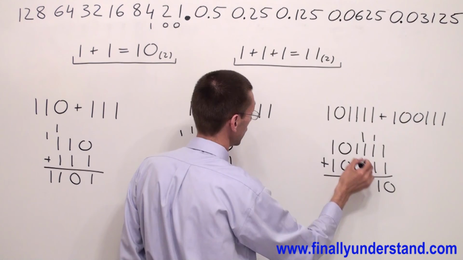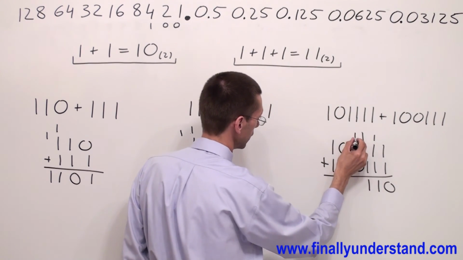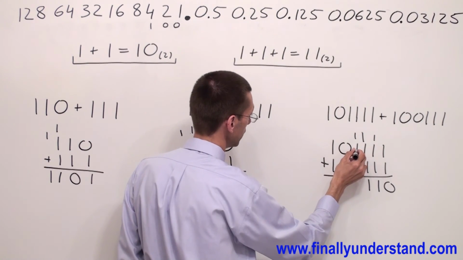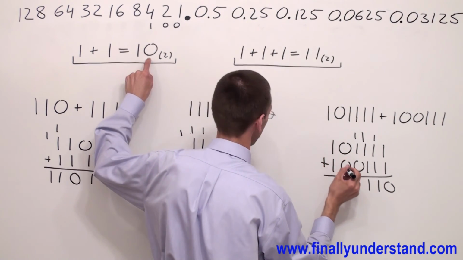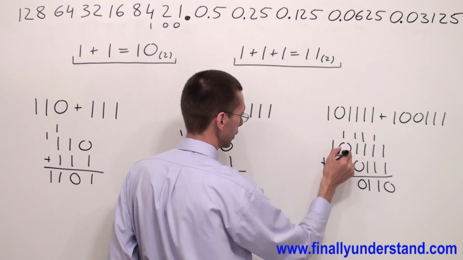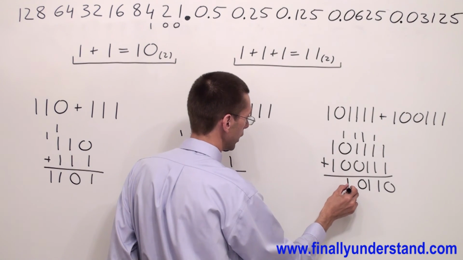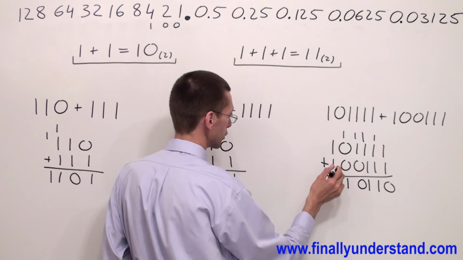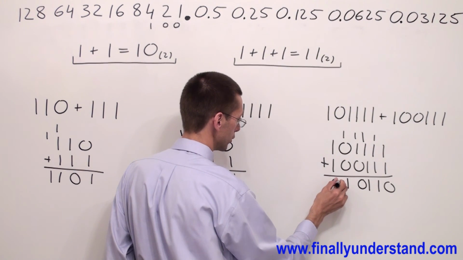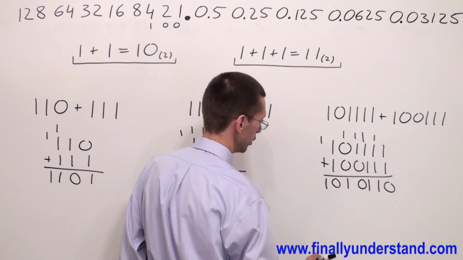1 plus 1 plus 1 is 3. Again, I'm going to write 1 and carry of 1. 1 plus 1 is equal to 2. That's why I'm going to write 0 and carry of 1. 1 plus 0 is 1. 1 plus 1 is 2. That's why I'm going to write 0 and carry of 1, 1. This is the solution to my problem.